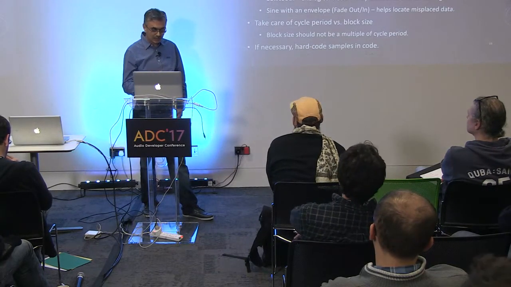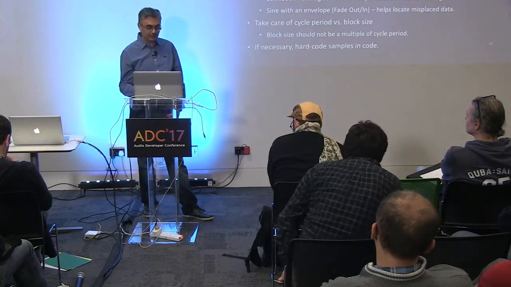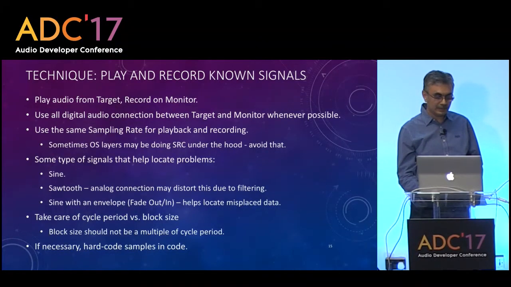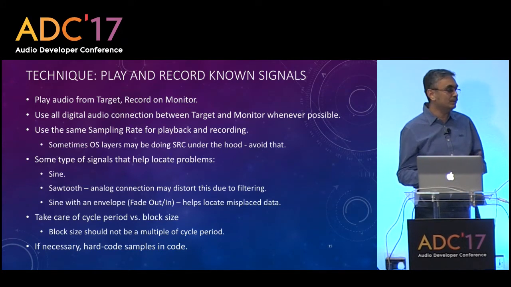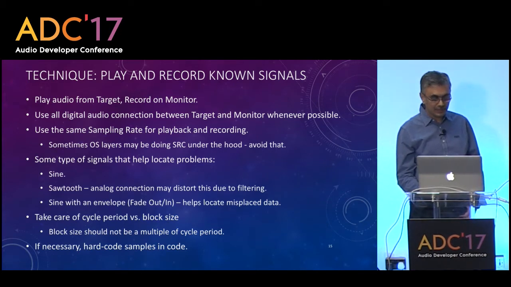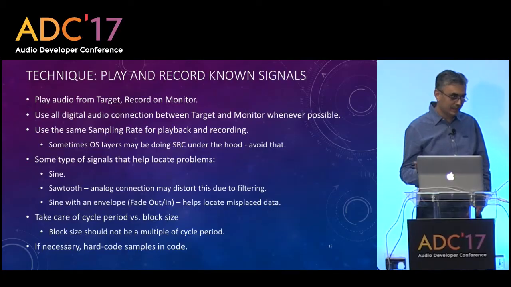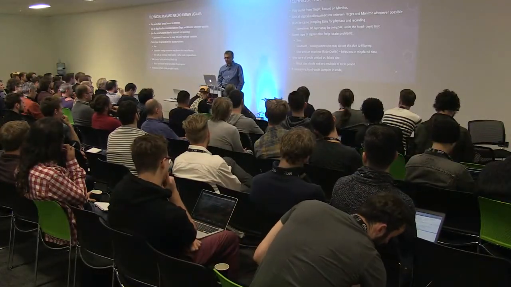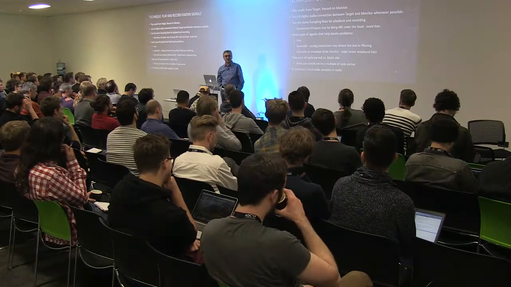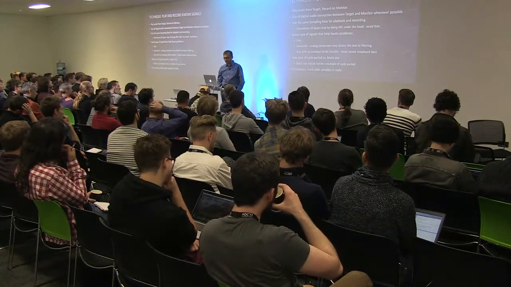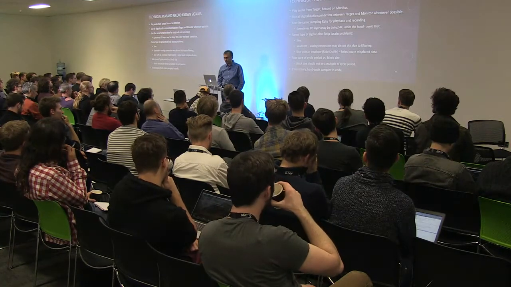If you are going to use a periodic signal like a sine wave or sawtooth, then make sure that the block size is not a multiple of the cycle period you use, because sometimes this will mask the actual problem. So it's good to use some odd frequency for this kind of test. Sometimes you may not be able to use a signal generator or read a file for this. So if necessary, you can hard code samples into the data and just play it in a cyclic fashion. So this is also a technique that you can use.